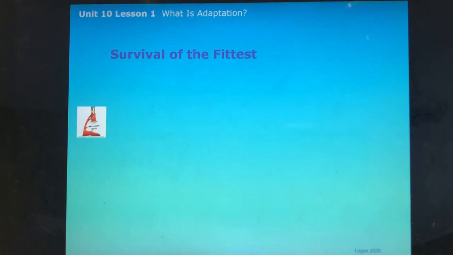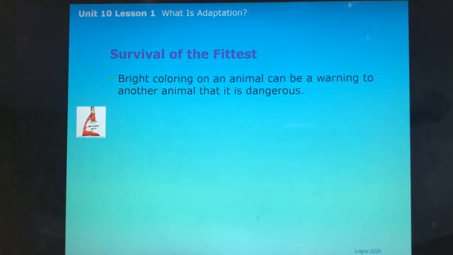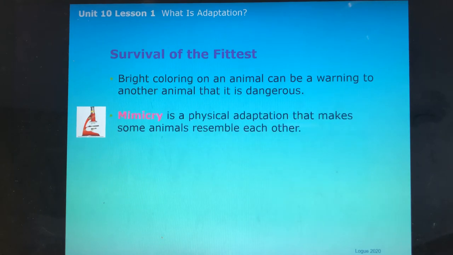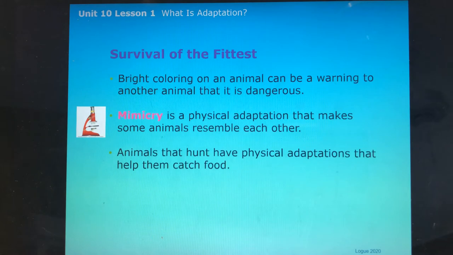All right, moving on, survival of the fittest. Bright coloring, as mentioned in the video, called warning coloration, on an animal can be a warning to another animal that it is dangerous. Mimicry. Mimicry is a physical adaptation that makes some animals resemble each other. Animals that hunt have physical adaptations that help them catch food.